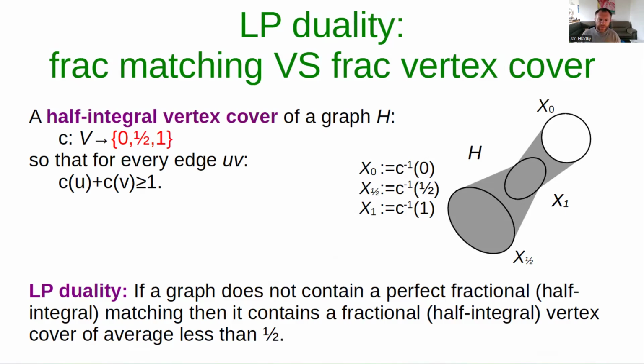So by LP duality, if our cluster graph lacks a perfect half-integral matching, it must have one of these covers where the average weight is less than 1/2. Okay, so we are at this picture, and I think this picture is a familiar one.